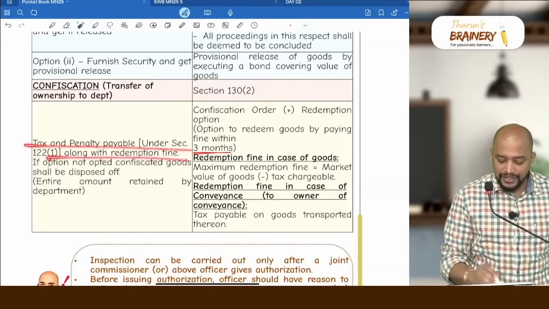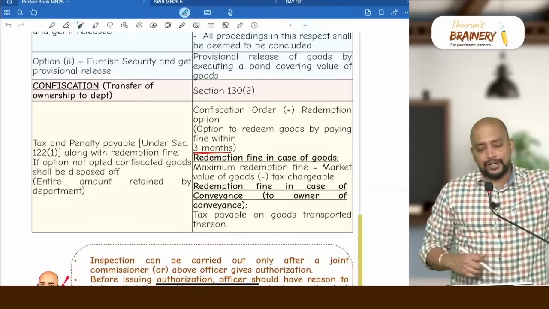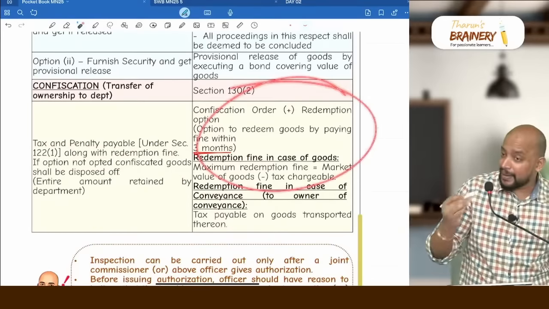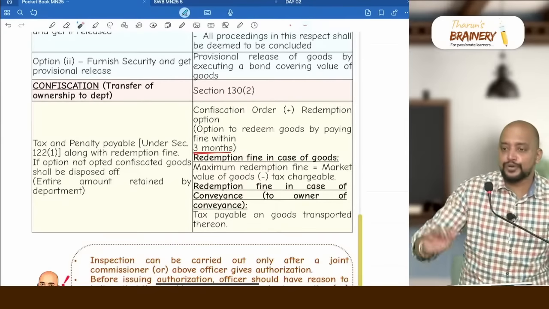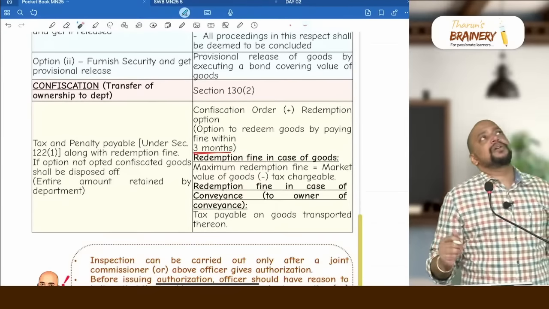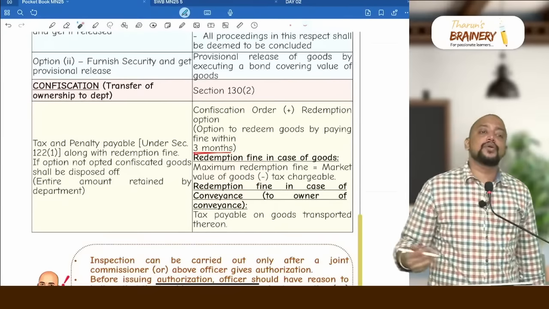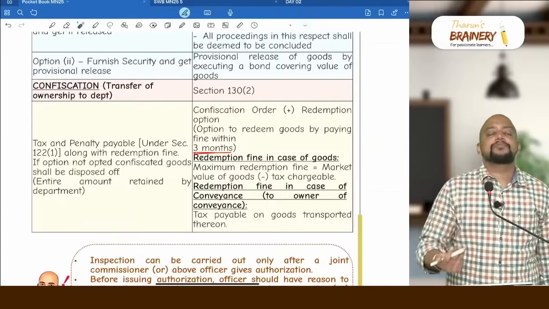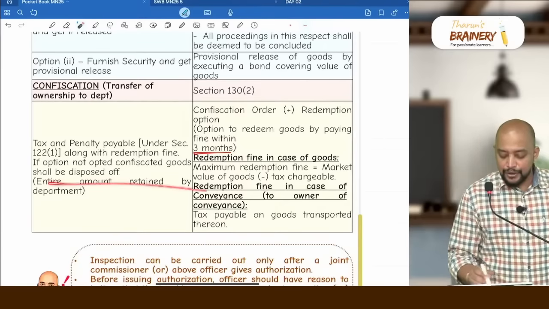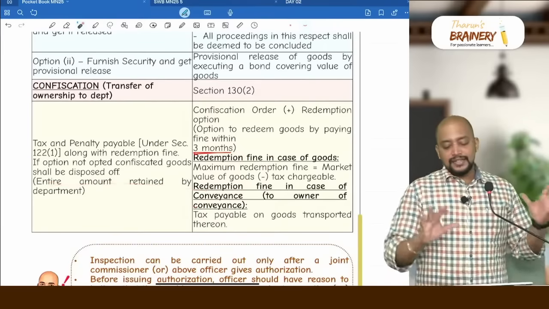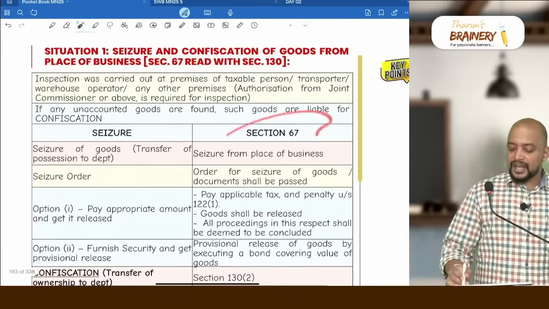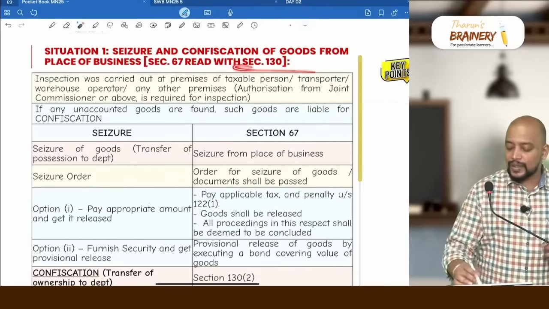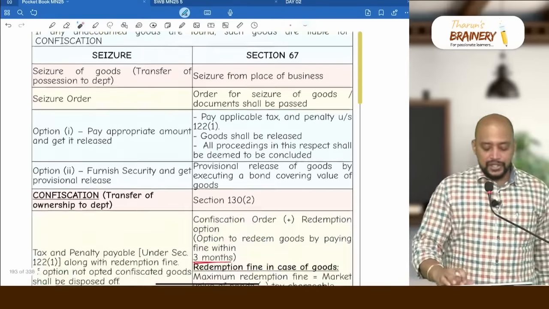Tax and penalty along with redemption fine. If the option is not opted, what will happen? If within 3 months from the confiscation order we are not paying this, then the goods will be disposed of by way of auction. When they dispose of by way of auction, will they return anything to the owner of the goods? Nothing, because the ownership is already transferred to the department. Now the department itself is the owner of the goods, so the entire amount is retained by the department. This is about section 67 read with section 130. Section 67 talks about seizure in the premises, and 130 is about the confiscation order.